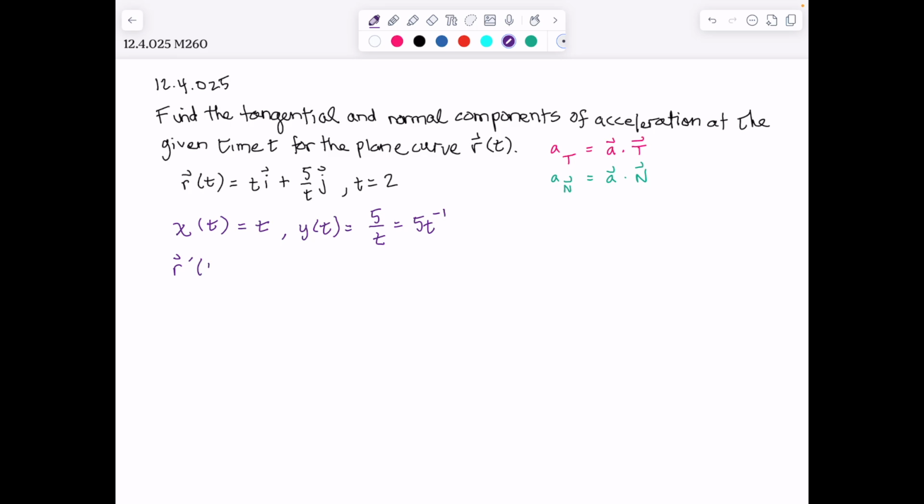So, r prime at time t is equal to the vector 1, comma, negative 5 over t squared. Cool so far?